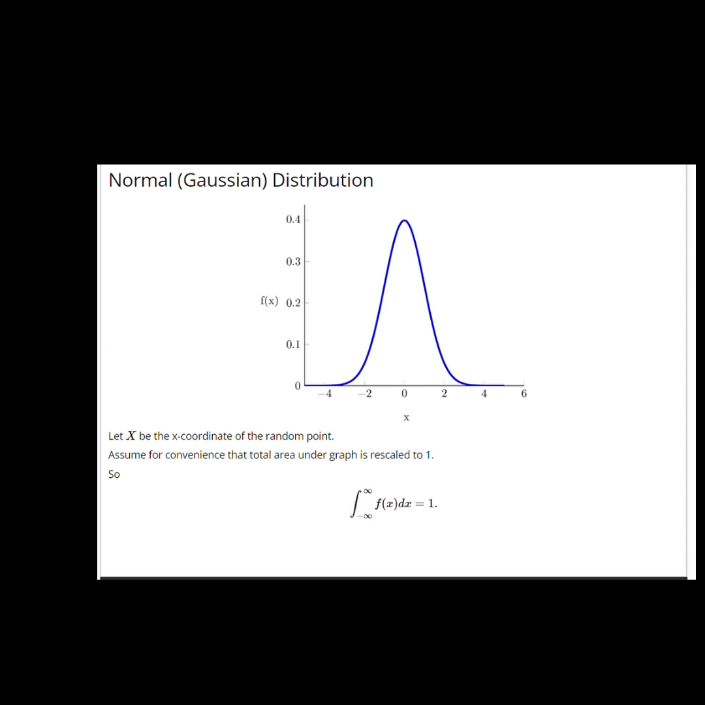This is the single most important continuous distribution in all of statistics and its applications. It's often referred to as the normal or the Gaussian distribution in honor of its discoverer, a German mathematician in the 19th century called Carl Friedrich Gauss.